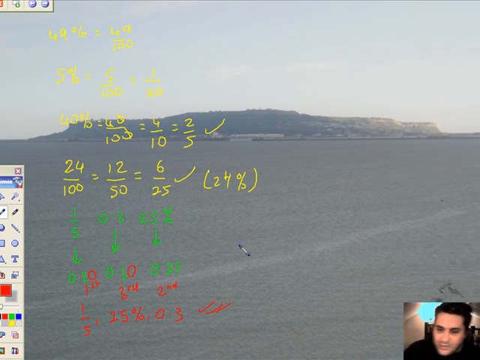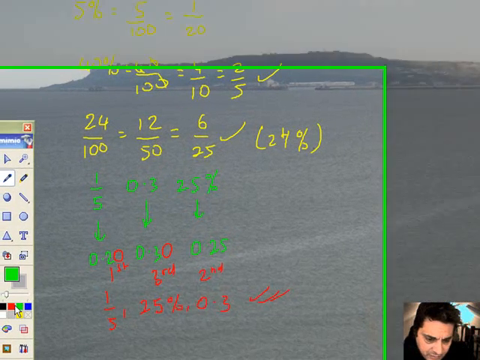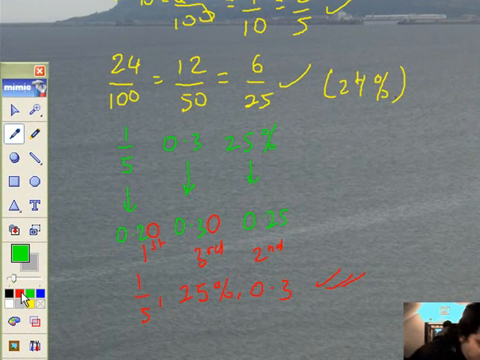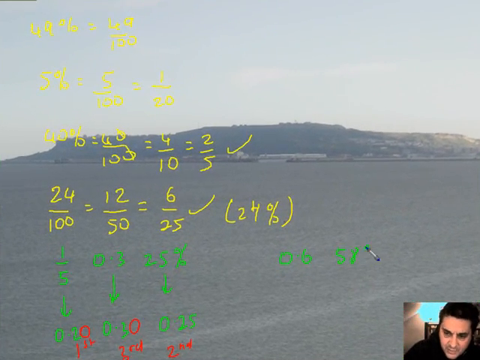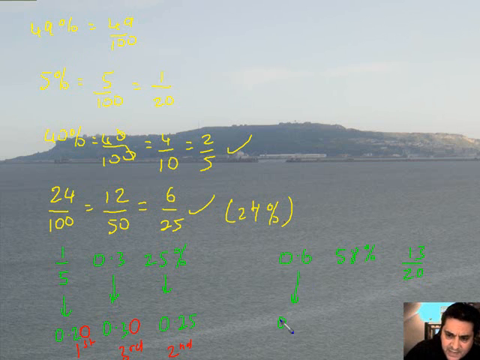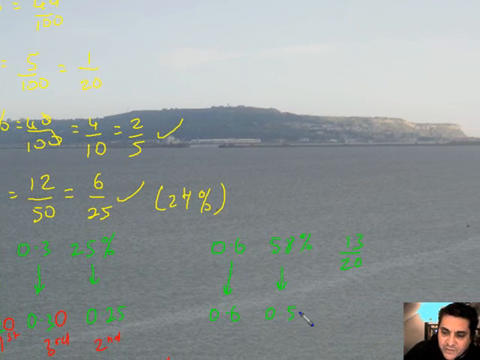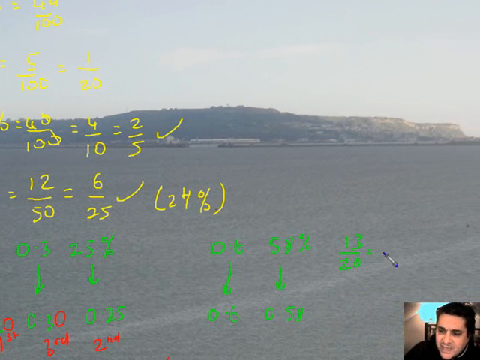This one looks really horrid. Back to green, and then perhaps we'll stop for reflection. We have got 0.6. We have got 58%, and we have got 13 out of 20. Actually, not too horrid. Let's do it without a calculator. Right. If you go decimals, well, that's going to stay as 0.6. That's going to stay as 0.58.